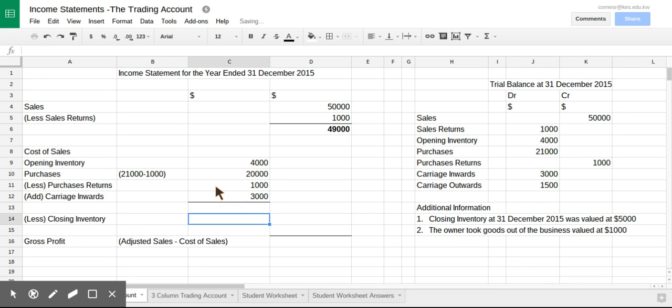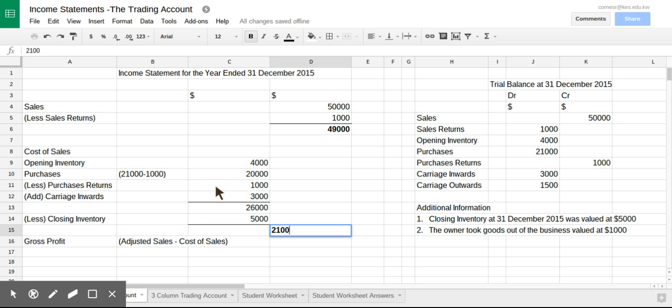So putting in a running total at this point, we've got 26,000 as a running total. Then what we need to take away from that 26,000 is the closing inventory of 5,000. And we need to subtract that because those goods won't be part of this year's cost of sales. We haven't sold them this year, so those goods aren't in that 49,000 that we include up there as our adjusted sales figure.